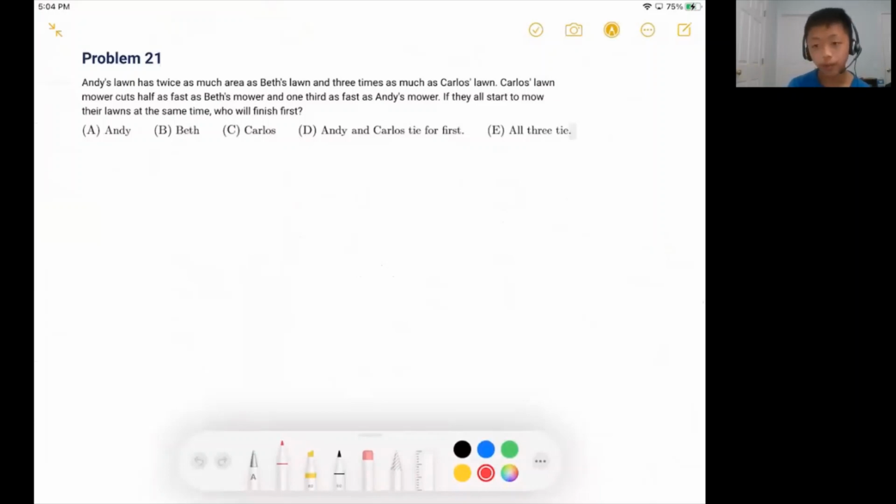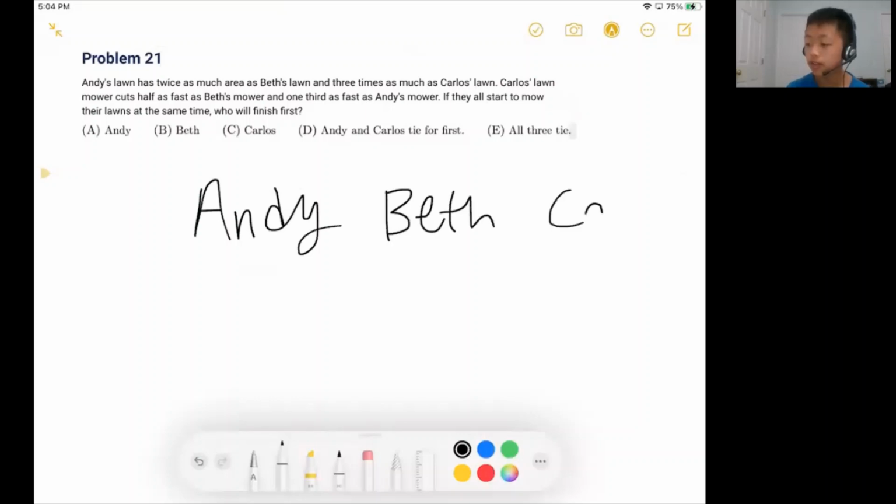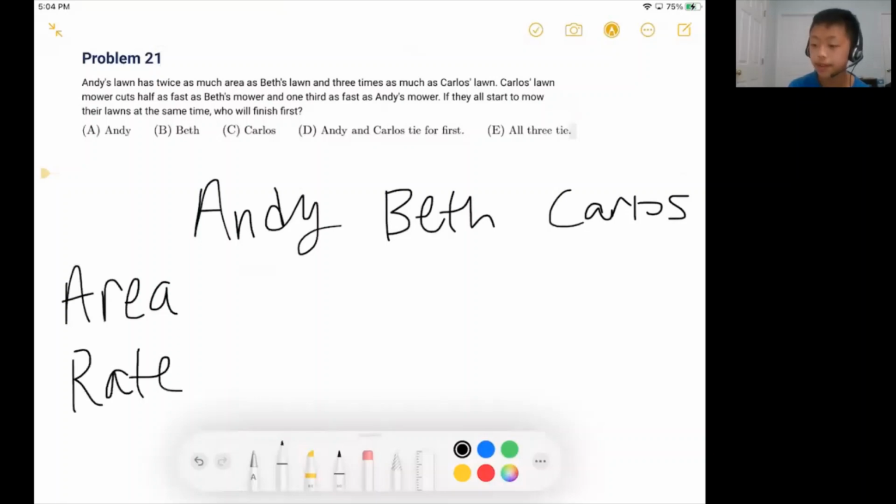So there's a lot of information given, so we need a good way to organize our information. We can construct maybe a table, right? So you have Andy, you have Beth, and you have Carlos. And each of them has a lawn of different size, so let's call this the lawn area. And then each of their mowers cuts at a different rate. So let's say rate, right? So we can create this nice table.